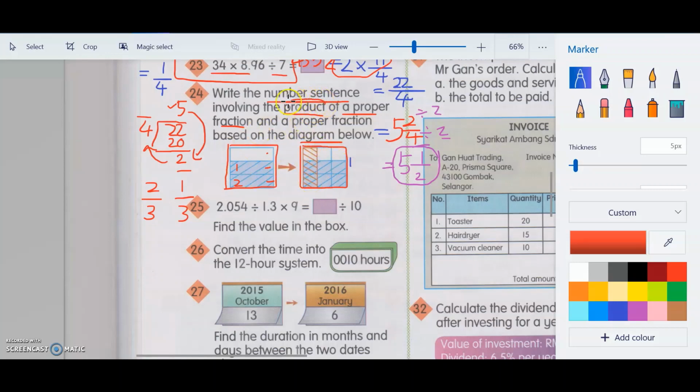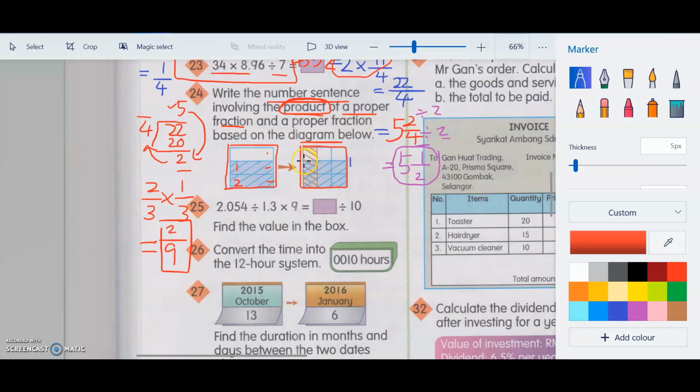And we need to find the product. Product means hasil darab, so we have to times. So 2 times 1 is 2. 3 times 3 is 9. So the product is 2 over 9.